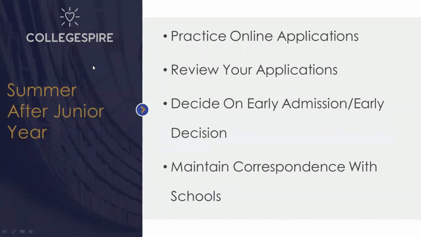Next, summer after junior year, this is extremely important. Give yourself some time to practice the online applications for the schools that you are considering. By this time, you'll be able to determine whether or not those schools subscribe to a specific application. Many of the colleges that you're going to apply to are going to subscribe to the common application. And then there's also a coalition application that's gaining a lot of popularity.